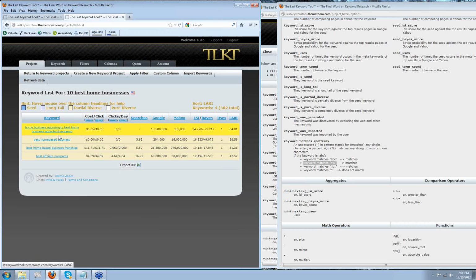This crazy keyword term I would just absolutely throw out. Best home-based businesses, best home-based business franchise, and best affiliate programs. So I might be able to take something in there and use as supporting terms for, like, probably I would pick the most competitive out of these.